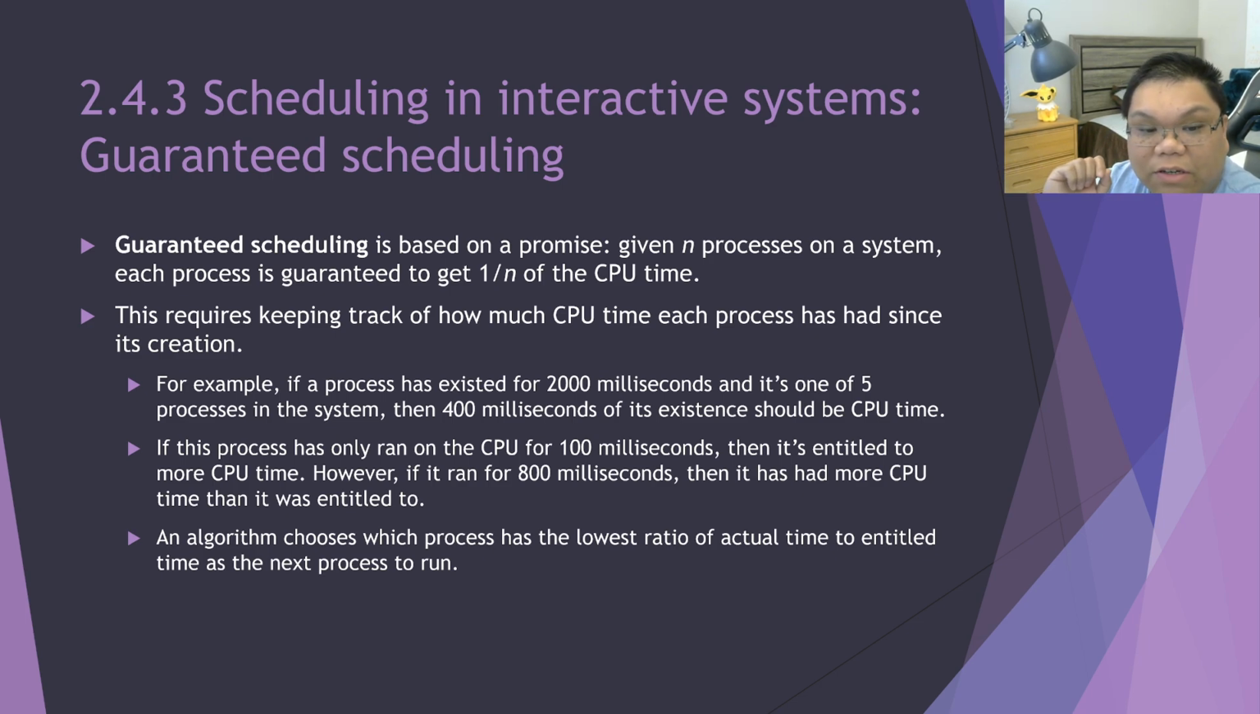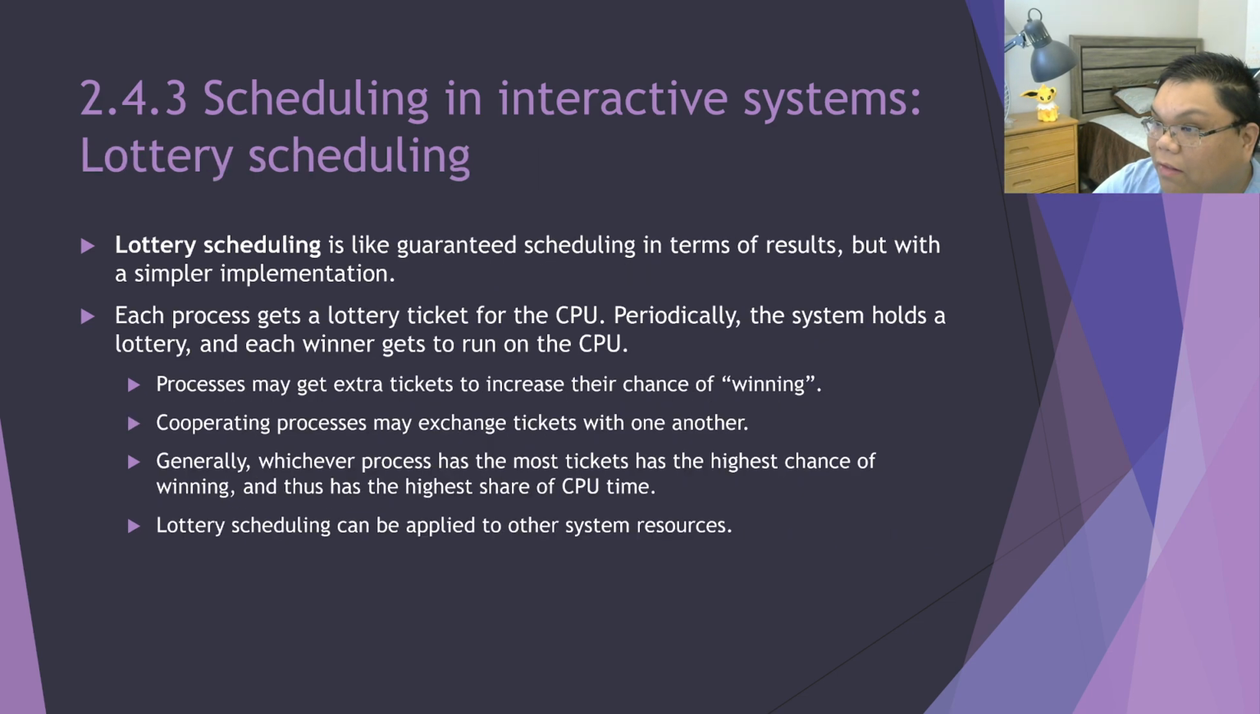An algorithm chooses the process with the lowest ratio of actual time to entitled time as the next process to run. So if this process was entitled to 400 milliseconds of CPU time, but it only had 100 milliseconds, it might be the next to run. However, if that process had 800 milliseconds when it was only entitled to 400 milliseconds of runtime, then it might not be run for some time.